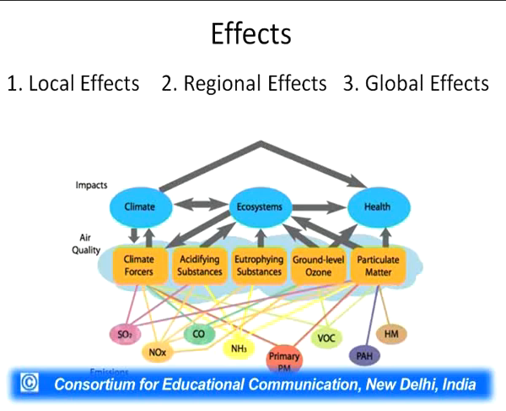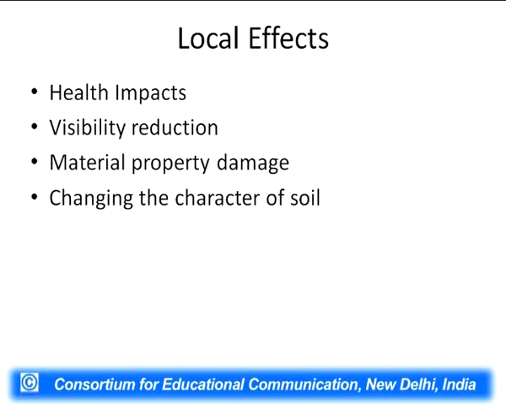Now, what are the effects of air pollutants? It has been categorized into three different types. One is local effect, the second is regional effect, and the third one is global effect. Now, starting from the local effects, what are the local effects? It is health impact, visibility reduction, material and property damage, and changing the character of the soil.